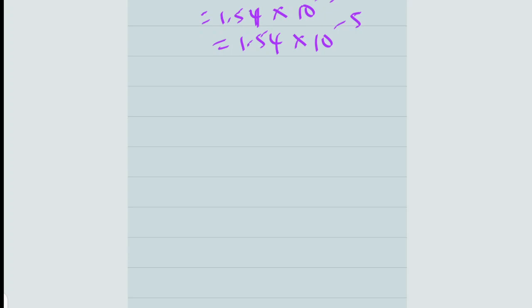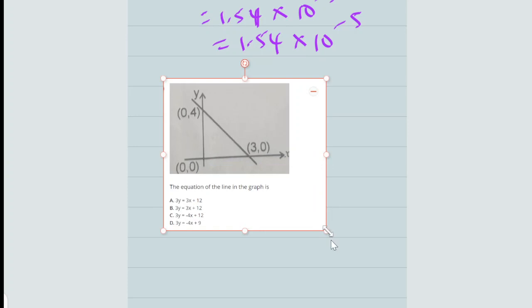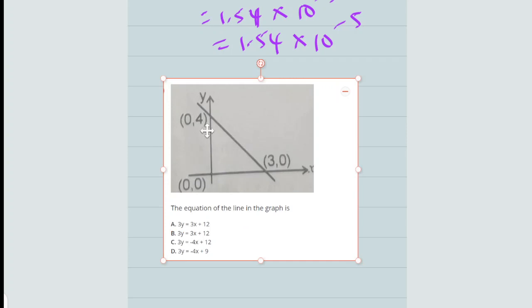I think this is another question, and it is also on geometry. Let me paste it here. So you have this diagram, and you are asked to find the equation of the line in this graph.